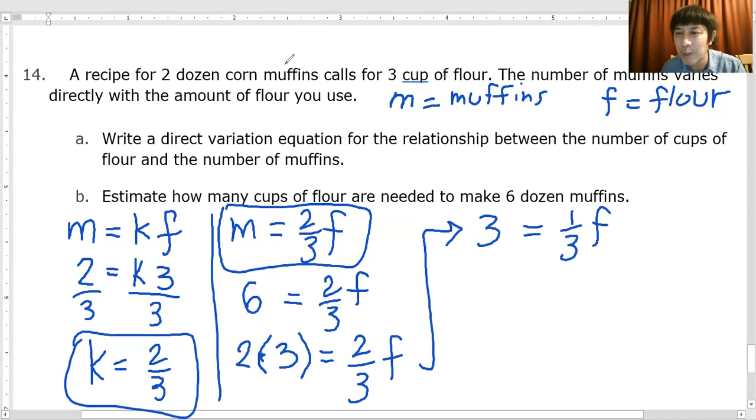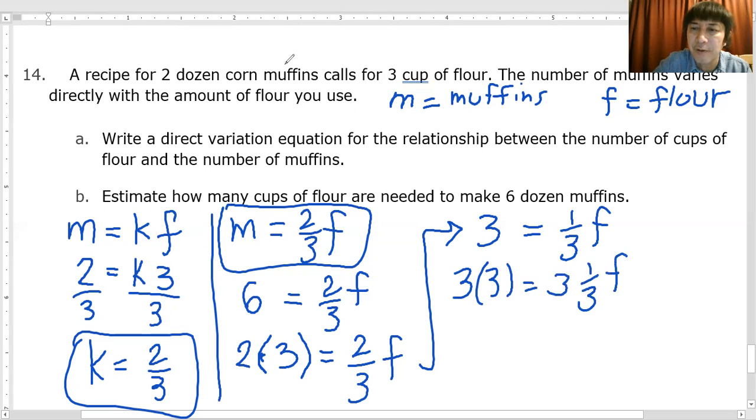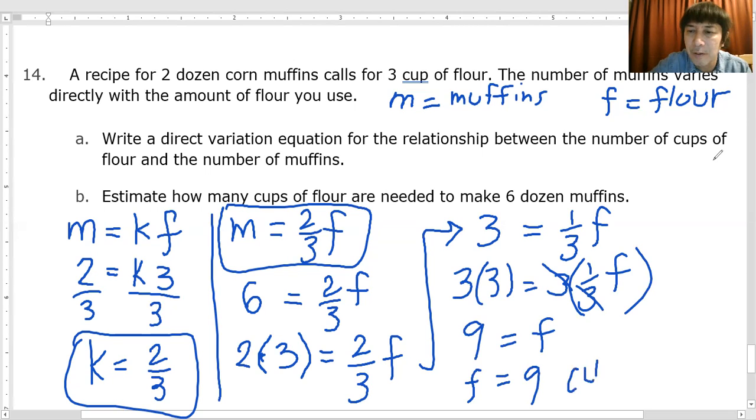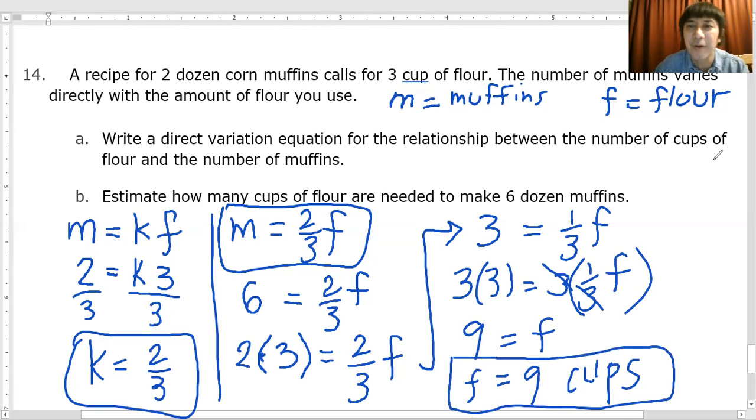And now we're ready to simplify and get the answer, multiplying both sides by 3. So this is 3 times 3, and we have 3 times 1/3 F. The 3 and 3 cancel out, and we have 9 equals F, or F equals 9 cups. There, 9 cups of flour. How many cups of flour? That's the question. The answer is 9 cups. That goes to our last number. This is the last number.